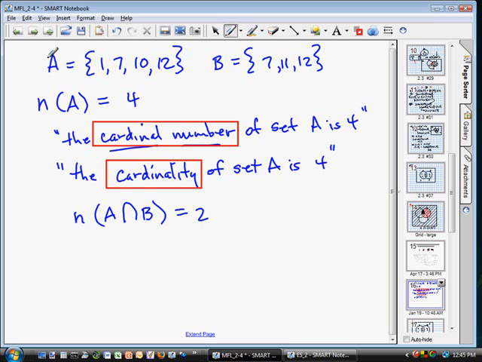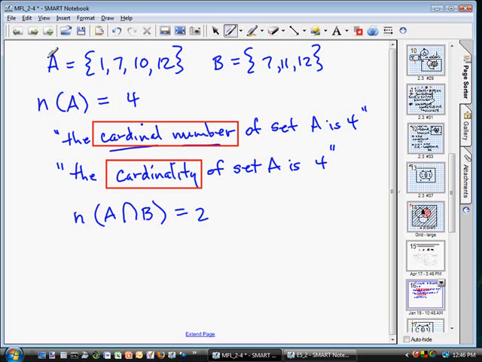There is notation for this. This statement right here, you've never seen this before. This is the way you write the cardinal number of set A. N parentheses A. This says the cardinal number of set A is 4. So this is the math way to write this sentence. So we have some new notation. The cardinal number of set A is 4. That little N parentheses A.